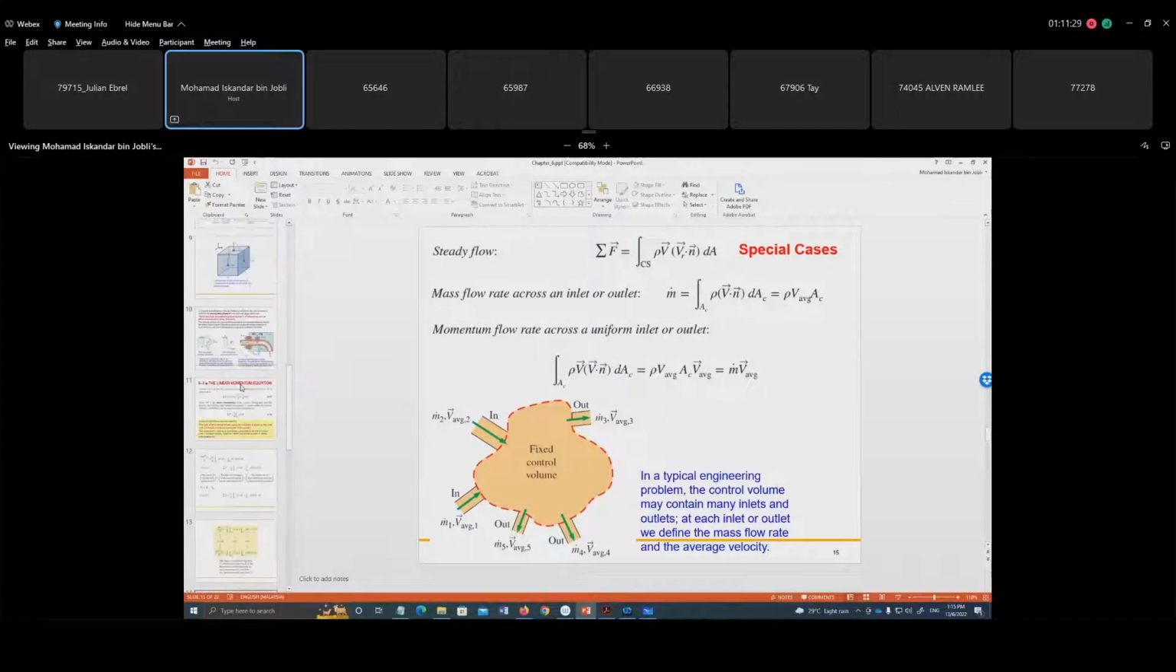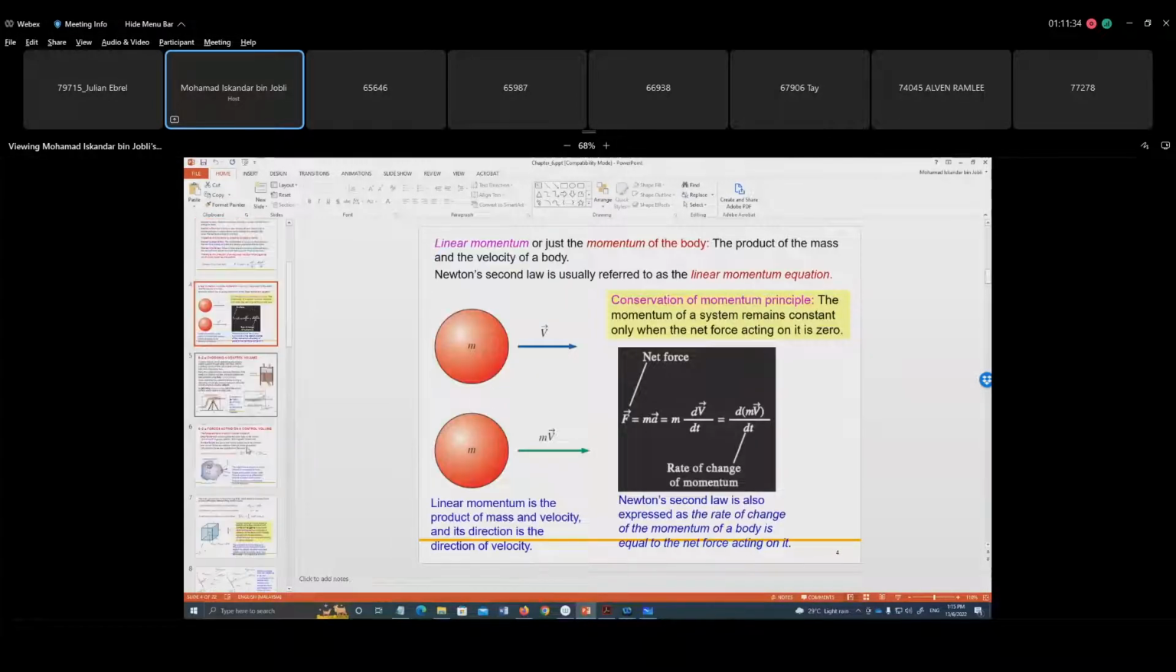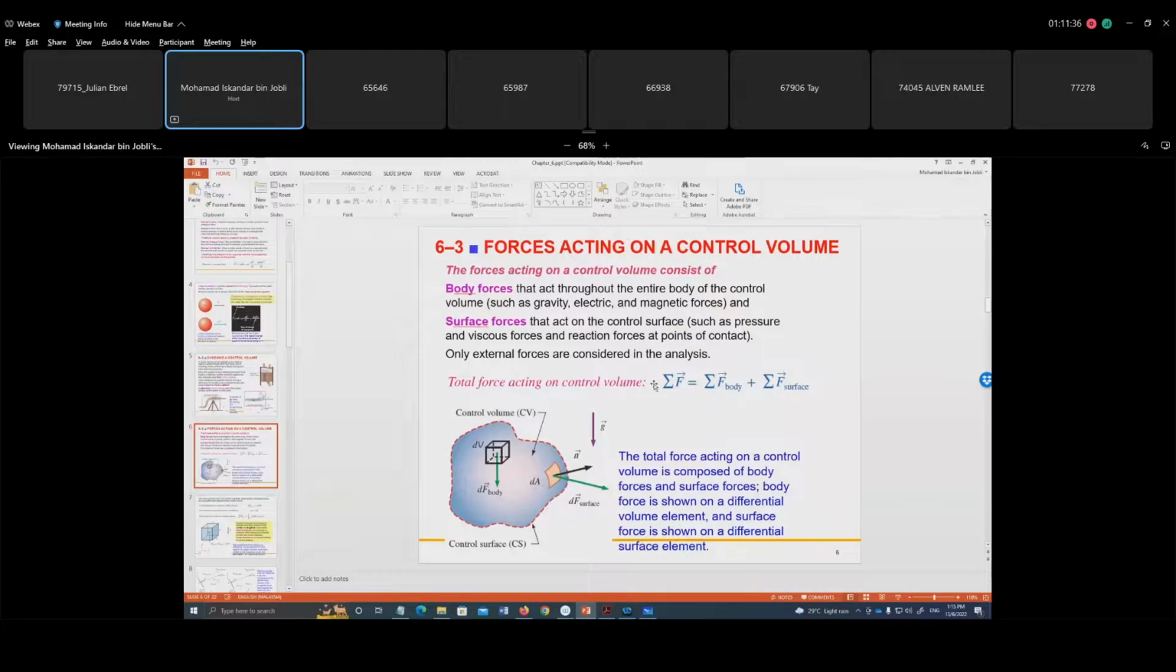Let's go back to the lecture notes. The lecture notes tell you that you have the force acting on the control volume. You have the body, and then you have the surface. The force acting on the body, that is the force acting on the control volume, and then the force acting on the surface, right? I think it is easier for you to see it now.